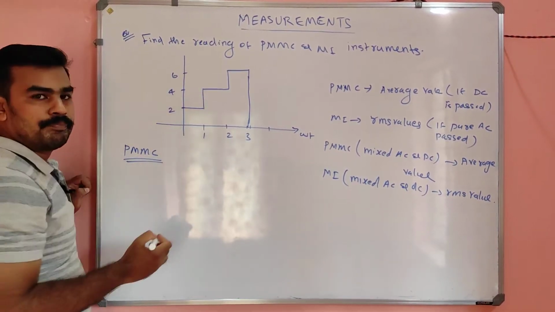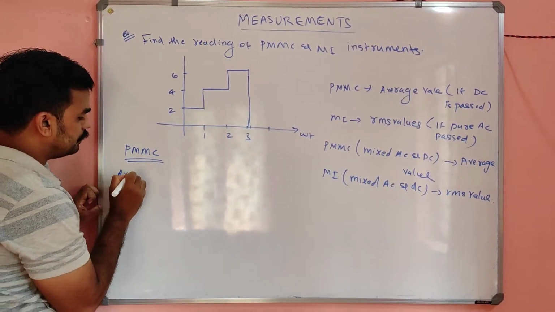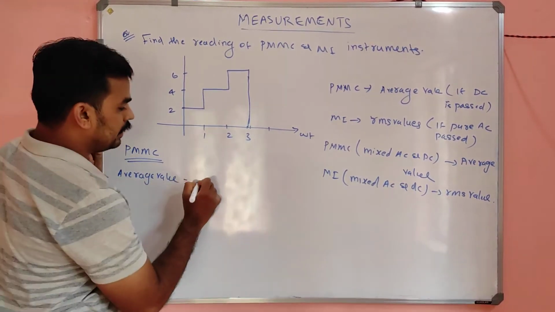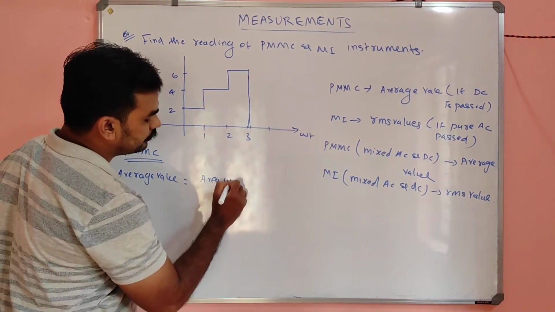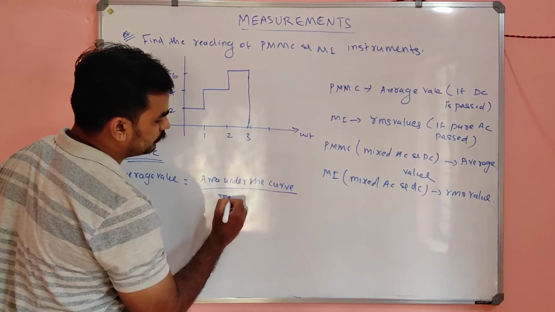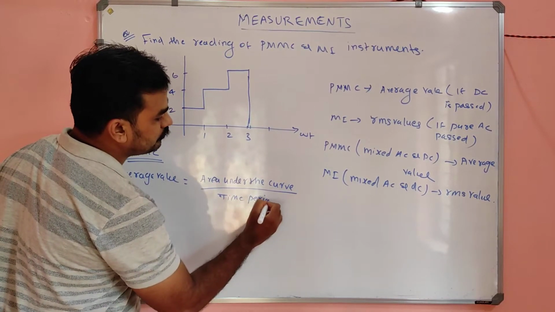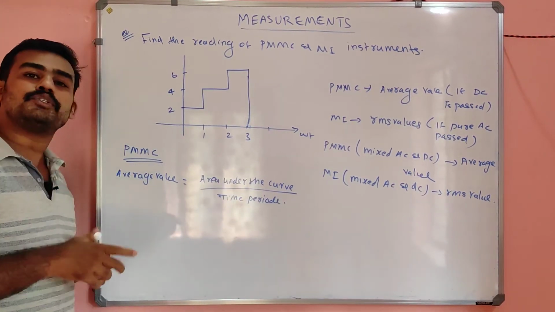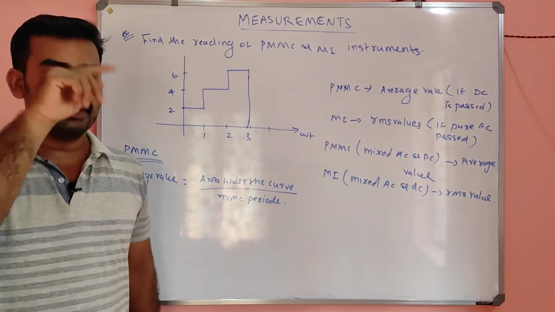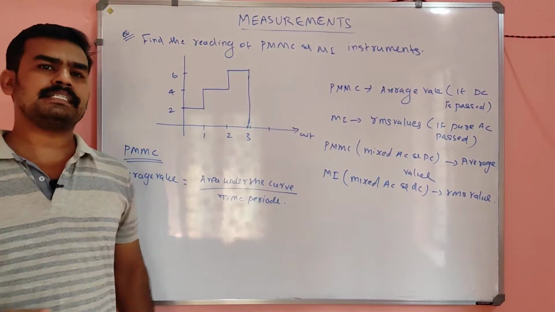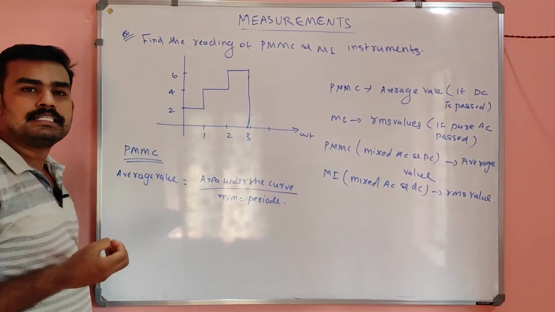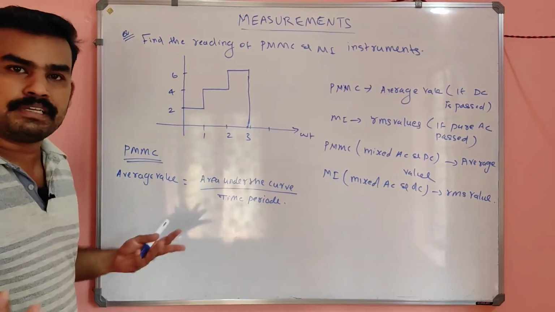So in this diagram, what is the average value? It is the area under the curve divided by time period. Am I right, my dears? There are two methods for finding the average value. Either you can take 1 by T integral 0 to T of v(t) dt. But that integration consumes a lot of time, right? So a better method is simply the graphical or shortcut method.